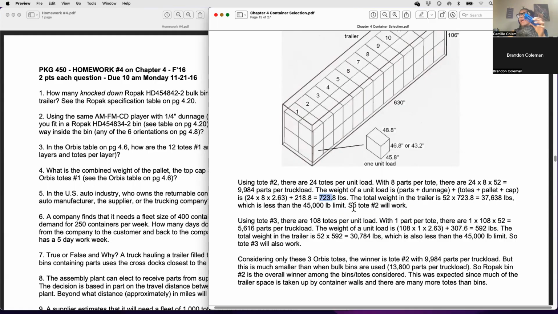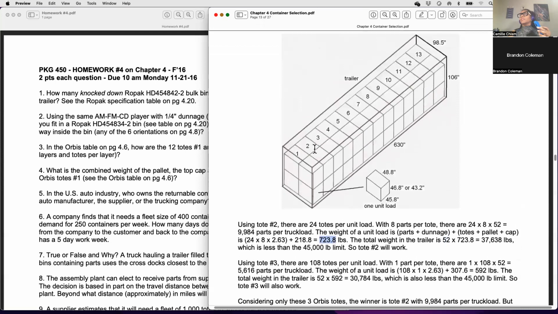So then you're going to take that 723.8 that you just calculated and multiply it by the 52 pallets that you have on the trailer to see how much you have on a trailer. And that's the weight, which you come up to 37,638 pounds, I should say. So the weight of your parts is less than that 45,000 pound limit. So you're good. You're still good on that.